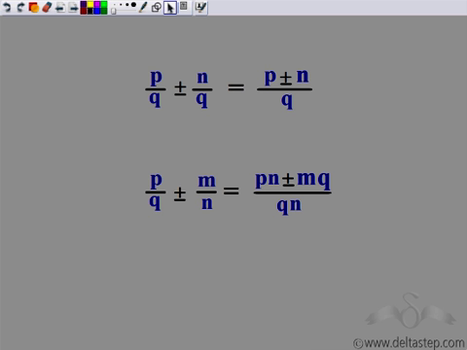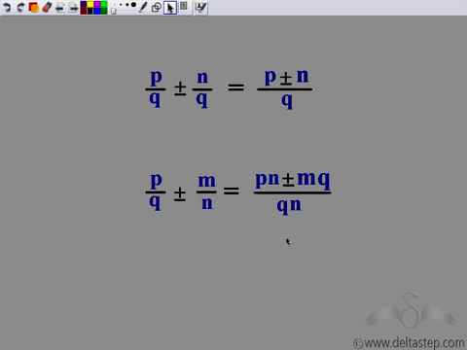Now if the denominators are not the same, then you can make the denominator the same by either taking the LCM or just multiplying them, which is q into n, which is qn. Then cross multiply: pn plus or minus mq. That's how you can add and subtract two rational numbers with different denominators. So we've seen addition and subtraction.